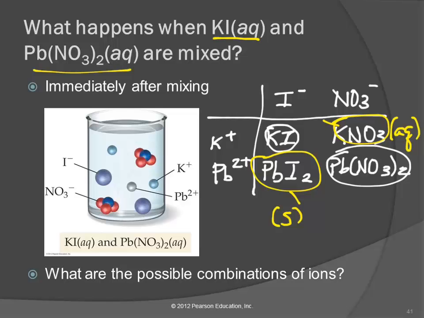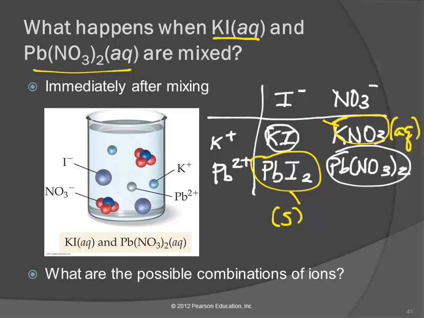So if both of those were soluble, we wouldn't need the chemical reaction, we just have swimming ions. If both of these potential products are soluble in water, then we don't have a chemical reaction. We just have a mixing of two solutions.